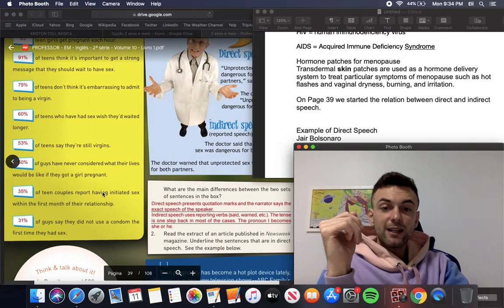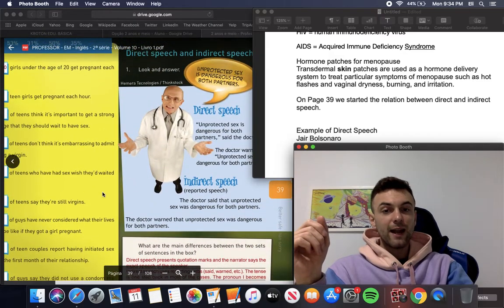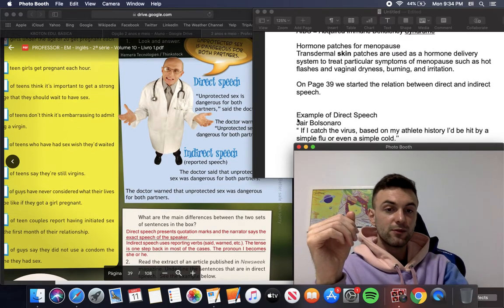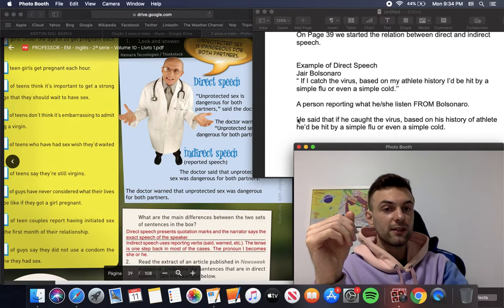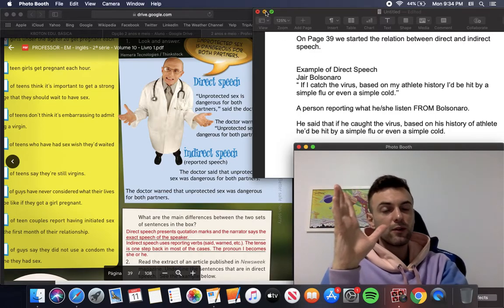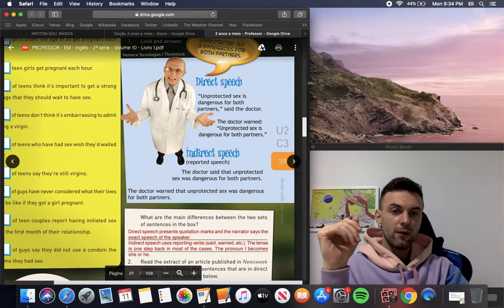São as informações. Também estudamos aqui o direct and indirect speech, certo? Direct and indirect speech, que eu vou falar um pouquinho aqui, até coloquei alguns exemplos aqui no quadro branco. Primeiro eu vou apagar aqui o quadro branco para ficar melhor para vocês. Legal, abri um pouquinho aqui.